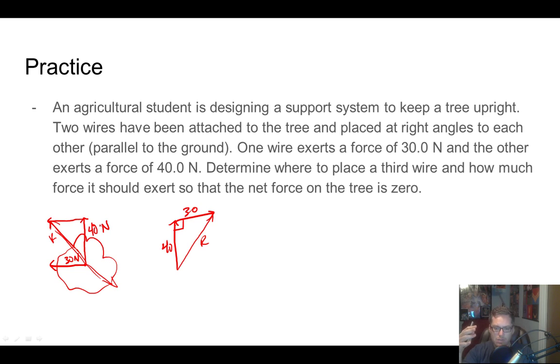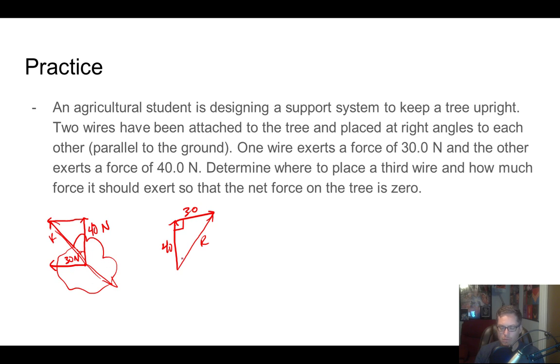So really what we need to do is find the opposite of the resultant. So by opposite, we mean equal in magnitude but opposite in direction. Okay, so if we can find the magnitude of that resultant and the angle of that resultant, or this angle here, then that means we can find exactly what's going on.